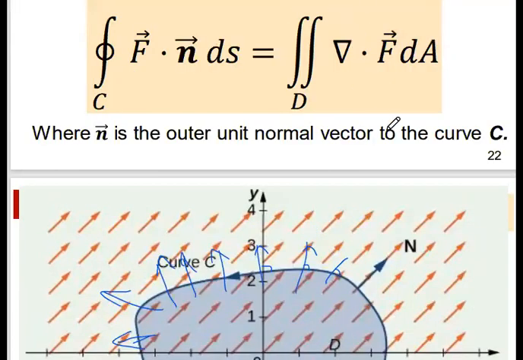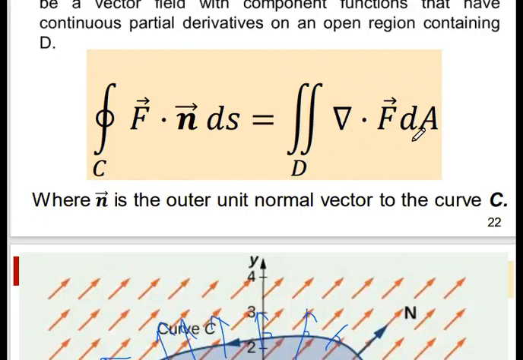So how do you measure the flux at a certain point? This is the flux out of the point, so you can find the divergence of the field, which is the flux at a certain point.